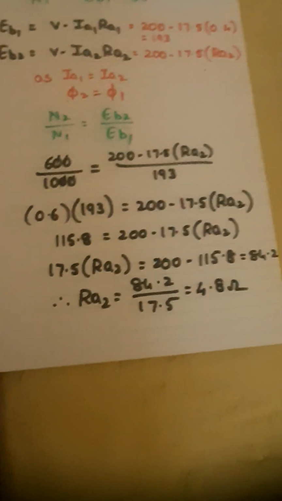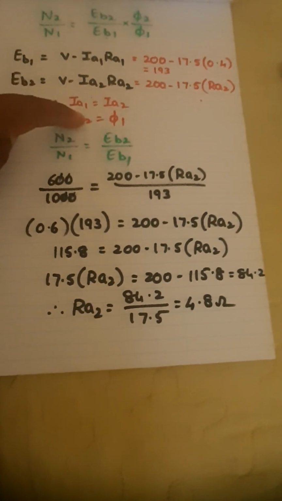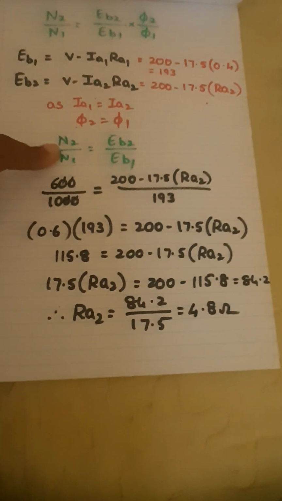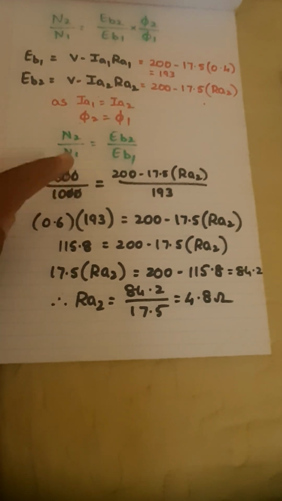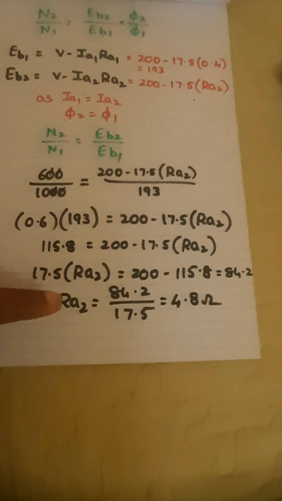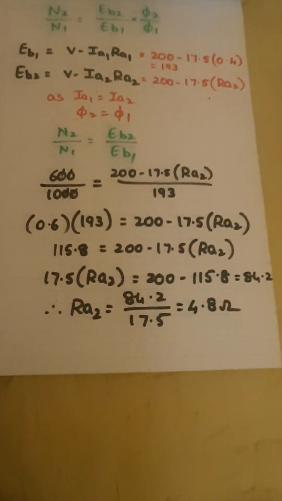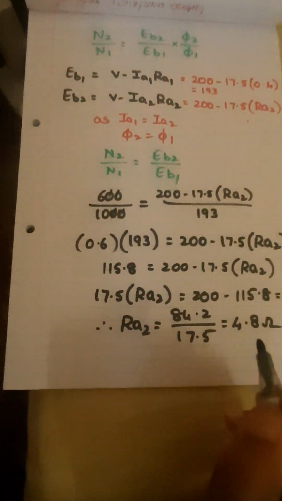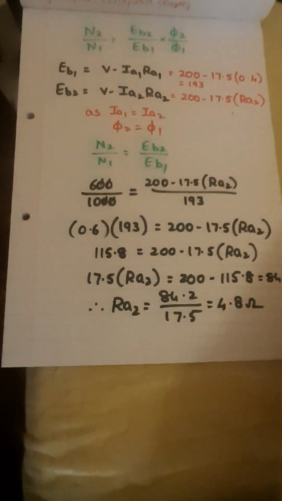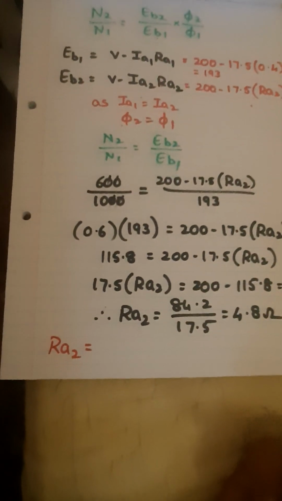So I got EB1 and EB2, and I know these two are the same, so my formula reduced to this. I substituted the values; I knew all the values except RA2, so I have found RA2. RA2 is 4.8, which means in the second case my resistance is 4.8. But what is RA2?